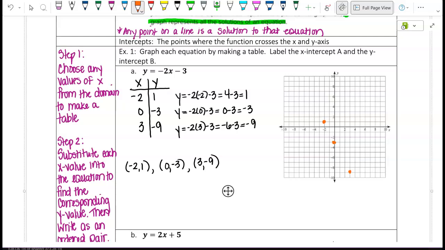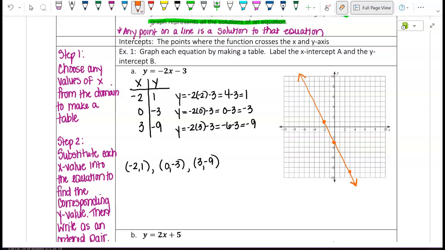So again, if we have done our math correctly, one line will go through all 3 points. And when you're drawing in these lines, they should go all the way through your graph, not just stop above and below your first and last point. The line doesn't stop just because your graph stops, and we need to get in the habit of drawing that line all the way through.